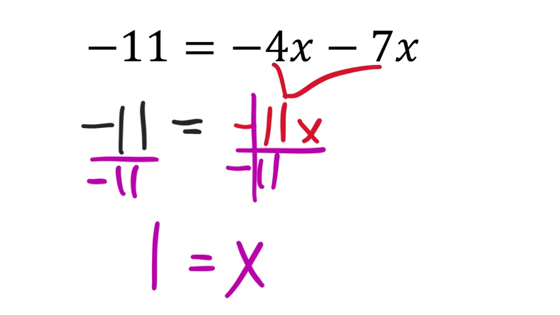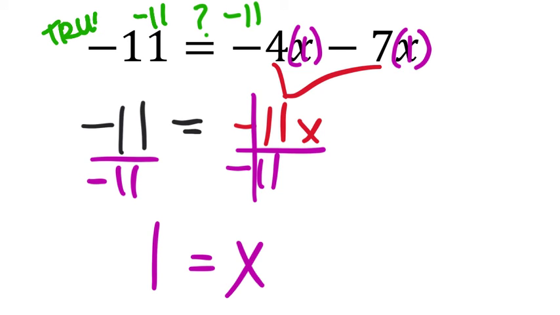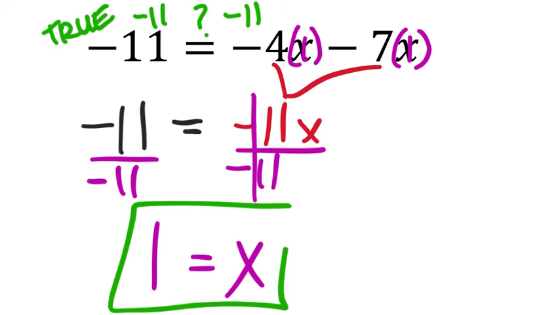Okay. Could we check this for truthfulness? Yeah, of course we could. Okay, so that means that I would go to the original equation, replace the x's with 1. And negative 4 times 1 minus 7 times 1, yeah, put that in the calculator, you will get negative 11. So negative 11 does equal negative 11. That is true. Which means that this x equals 1 is the solution. Okay, this one does not have infinite solutions. It doesn't have no solutions. It has one solution, and we know what that solution is.